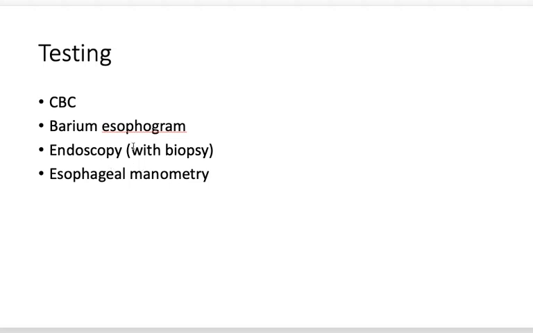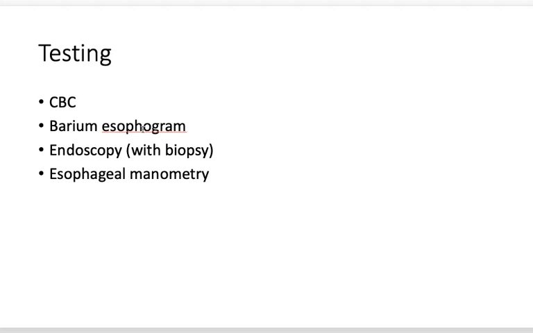So starting with a barium esophagram, essentially pretty straightforward. Patients swallow barium contrast, and when patients swallow the barium contrast, you can actually see it going down the esophagus, and as you see the barium going down the esophagus, that will allow you to see any strictures that are present, any narrowing.